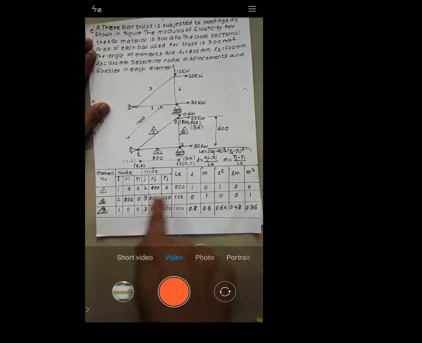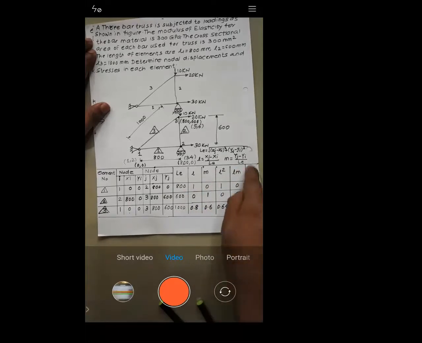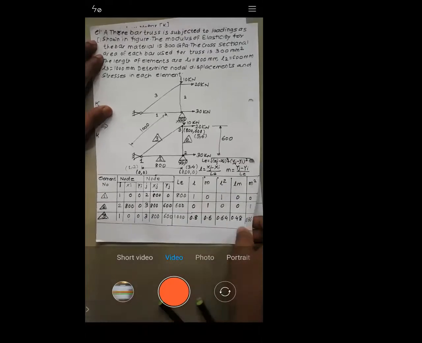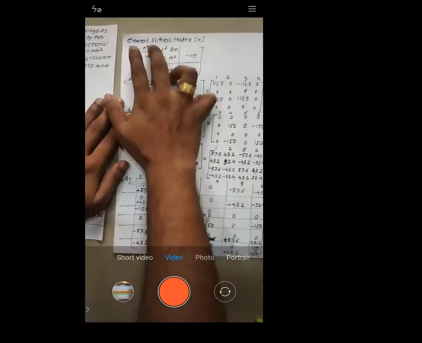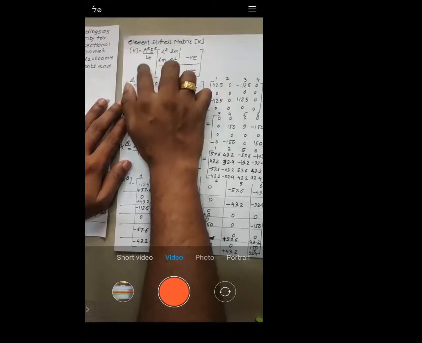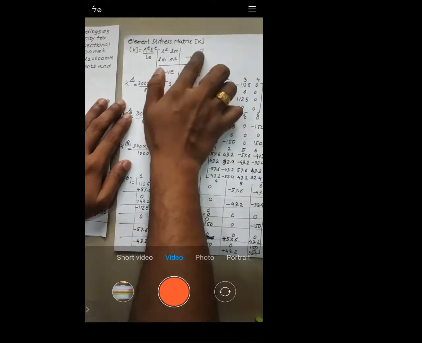The same I am going to repeat for element number 2 and element number 3. Then l square: 1 square is 1. Then l into m: 1 into 0 is 0. Then m square: 0 square is 0. Same I am going to repeat for every element. That I have done. After that, I have written the formula for the element stiffness matrix. It is given by AE by L, with l square, lm, m square. On this side you have the same thing with negative signs.